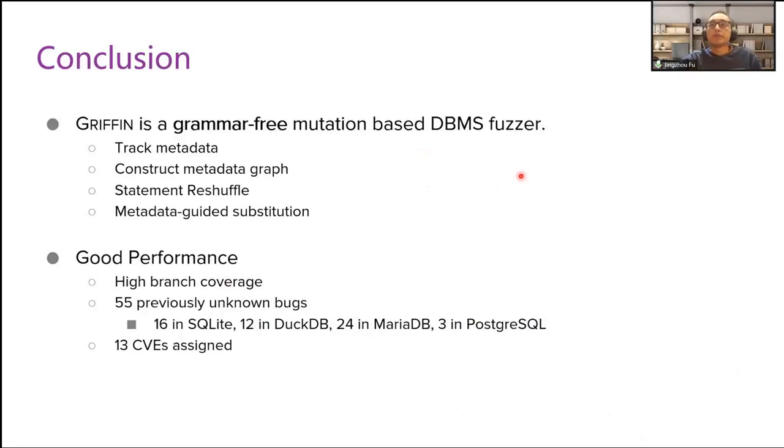So, in conclusion, Griffin is a grammar-free mutation-based DBMS fuzzer. It tracks the metadata of the statements in built-in SQL test cases as they are executed, and constructs the metadata graph to describe the dependencies of metadata and statements interactively. Based on the graphs, it reshuffles statements and employs metadata-guided substitution to correct semantic errors. It outperformed other DBMS fuzzers in terms of branch coverage. It found 55 previously unknown bugs in total.